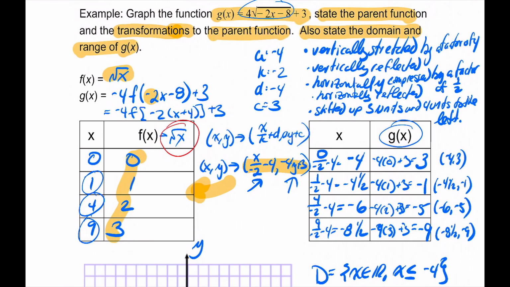Likewise with the domain, normally the domain of root x is greater than or equal to 0, but we horizontally reflect this. That means we change the relative operator, and it goes in the other direction. So really, x is less than or equal to 0 when horizontally reflected. But we also move this 4 to the left because the d value is -4. So really, x is going to be less than or equal to -4 since we shifted it to the left as well. That's how we can algebraically determine from our transformations what the new domain and range is, by understanding the domain and range of our parent function.